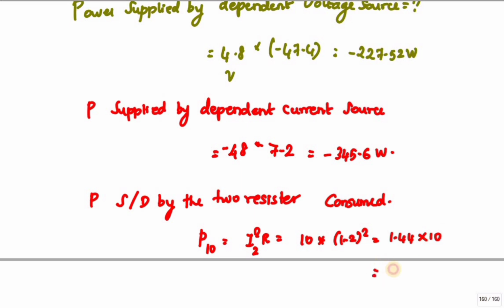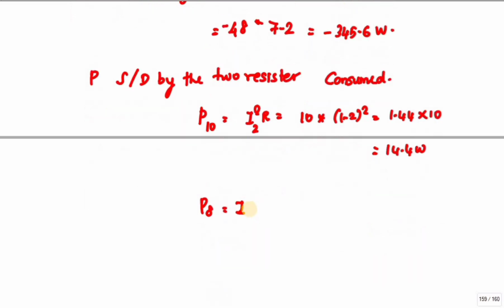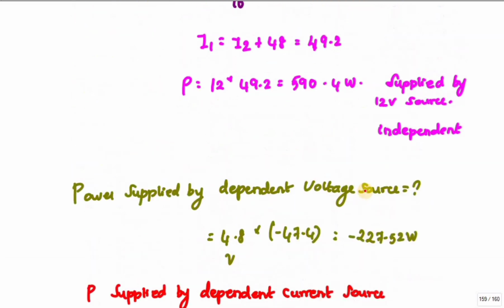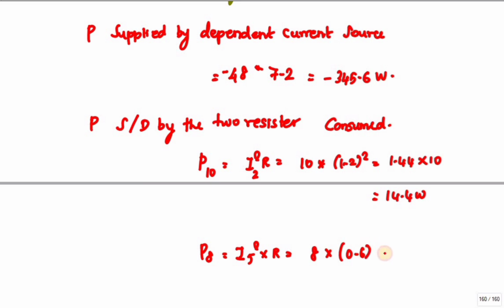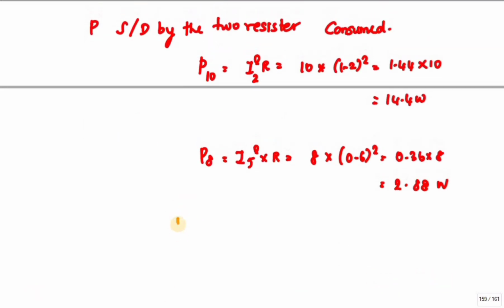Next, the power consumed by the 8 ohm resistance. So that is I5 whole square into R. So I5 is 0.6, so whole square into 8. That is equal to 0.36 into 8. That is nothing but 2.88 watts. So they are asked to find the total power consumed by these resistors. So P is equal to P10 plus P8, that is equal to 14.4 plus 2.88. That is nothing but 17.28 watts.